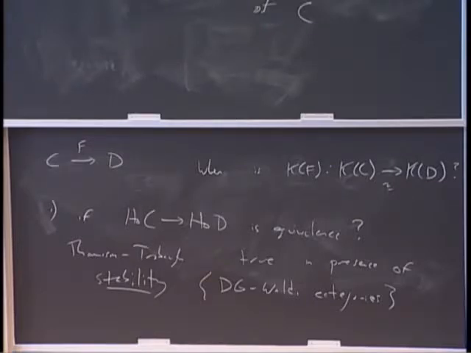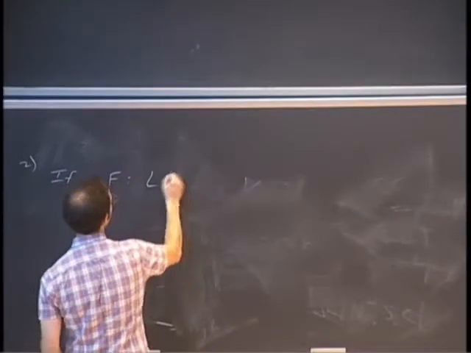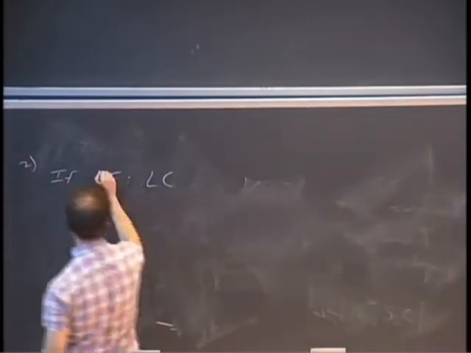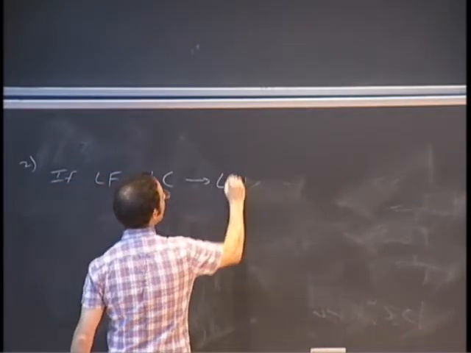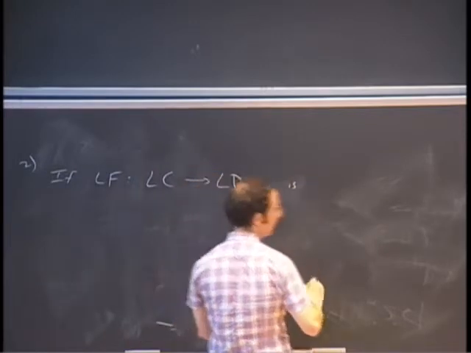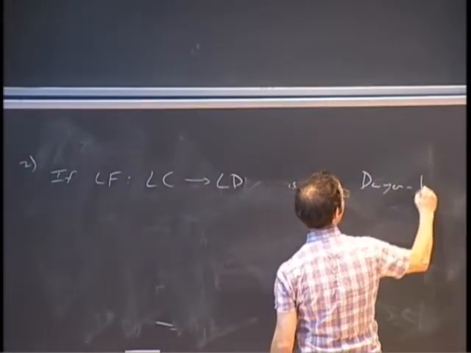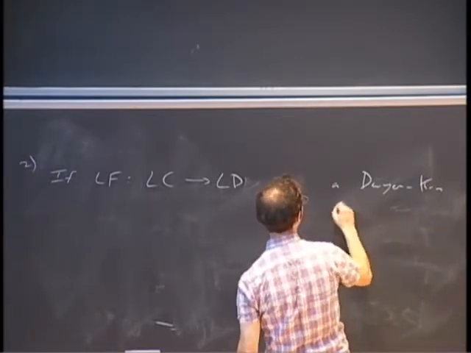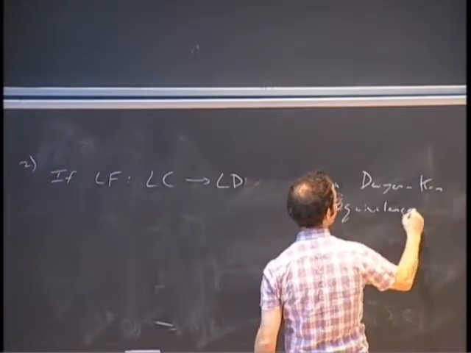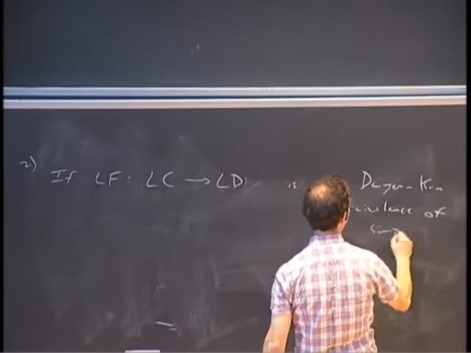More generally, you can pose a more sophisticated version of this question in terms of the Dwyer-Kan simplicial localization. So you might ask, version 2, what if f induces, or let's write this as, if LF from LC to LD is a Dwyer-Kan equivalence of simplicial categories.